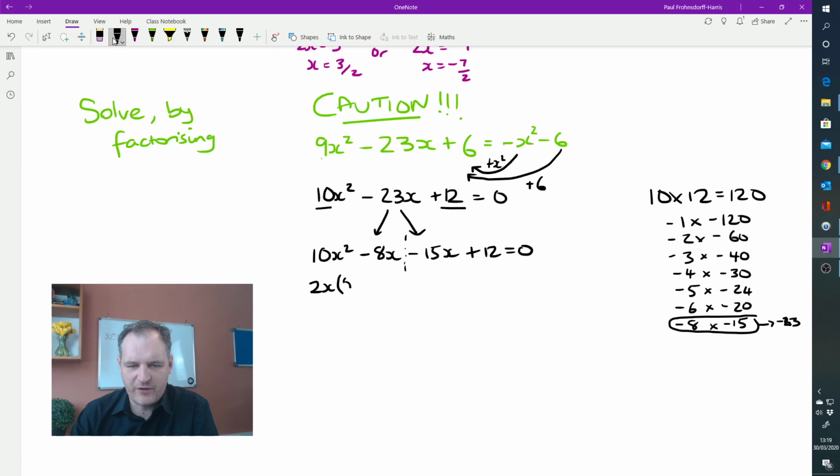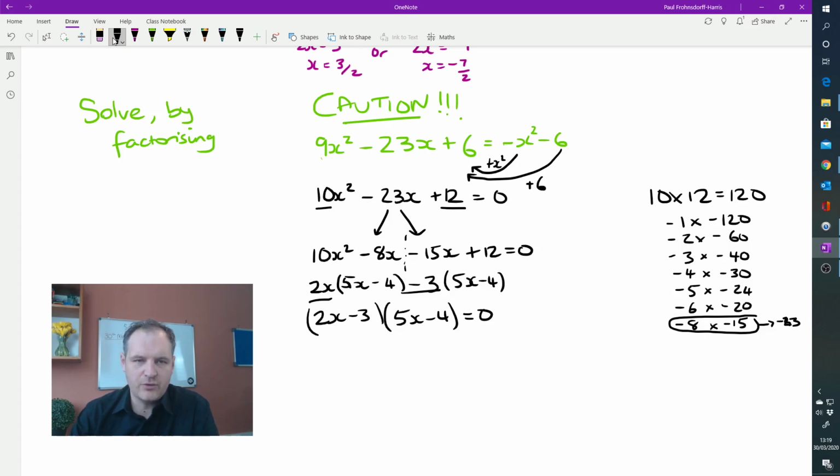So we've got 5x minus 4, which tells us it must be 5. Again, no discussion here. Has to be 5x minus 4, which tells us that this is minus 3. So we've got 2x minus 3 from the outside and 5x minus 4.